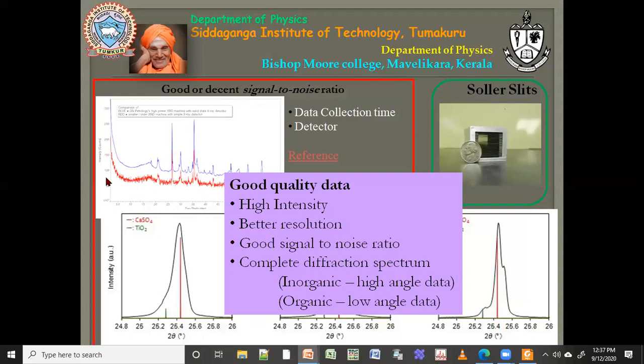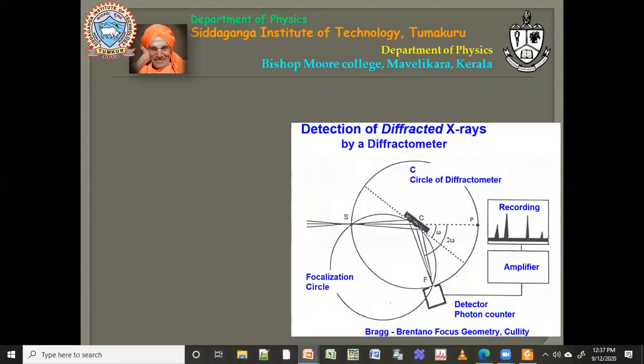This is the example. In the case of the red, the noise is too much compared to the signal, but I want more signal compared to noise. So in that case, I have to go to the blue one. So these are things you should take care of for good quality data. Then you can go for your next step, data treatment. I will try to cover these things very quickly.